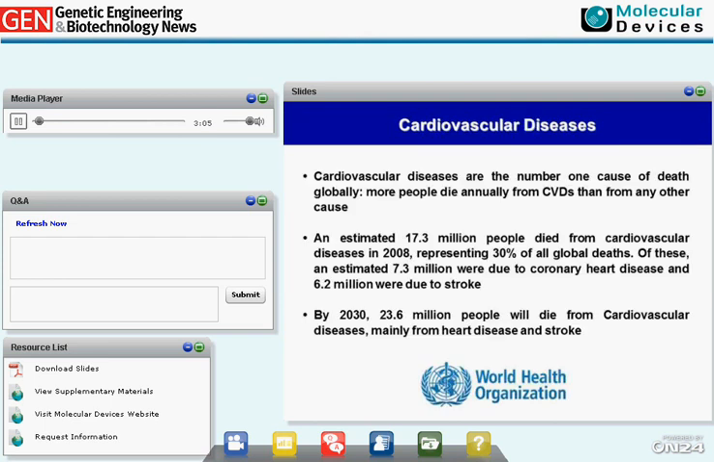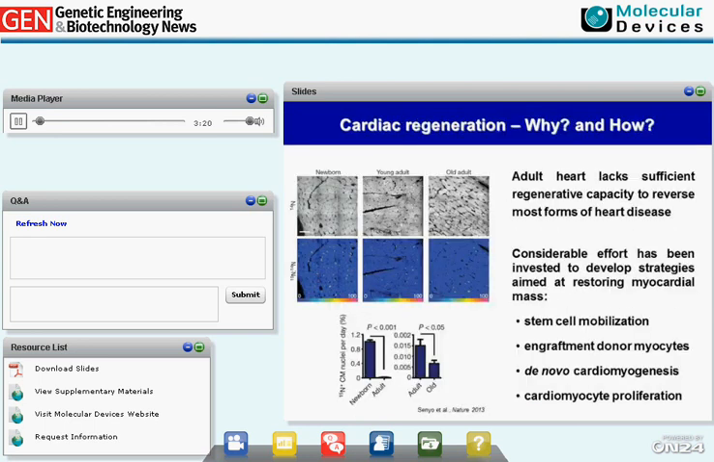But before that, a few words about cardiovascular diseases. Cardiovascular diseases are the number one cause of death globally, with estimates in the order of 20 million deaths per year. The main cause of these diseases is the incapacity of the adult heart to regenerate after damage and to reverse this way most forms of heart disease.